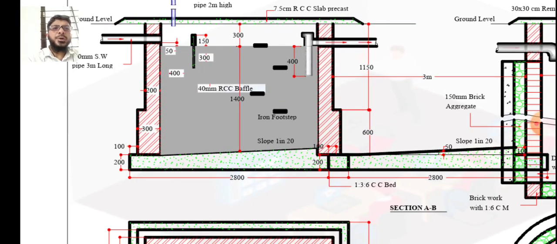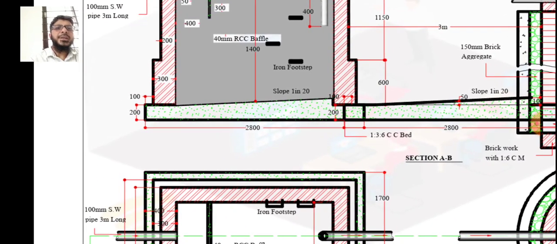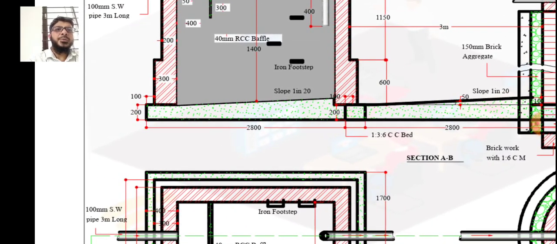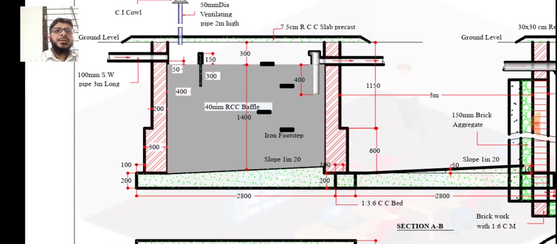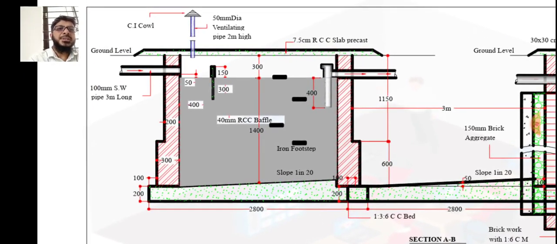Moving from the bottom, 2.8 meter is the total width, and the walls have 2 steps. First is a 600 mm step and then a 1.15 meter step. Then there is an SW 100 mm dia pipe, which is 3 meter long, starting from the latrine to this septic tank. Total length is 3 meter, and there is an outlet pipe.